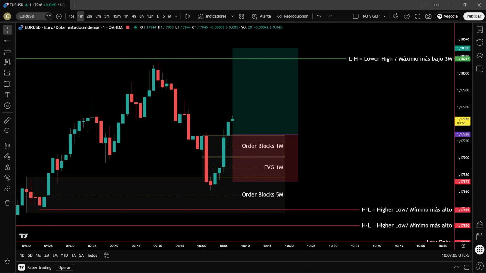At this point, our management focuses on monitoring how the pair approaches our first take-profit target. The continued respect for the 1-minute structure gives us the confidence to hold the position as institutional order flow drives the price toward the upper liquidity.